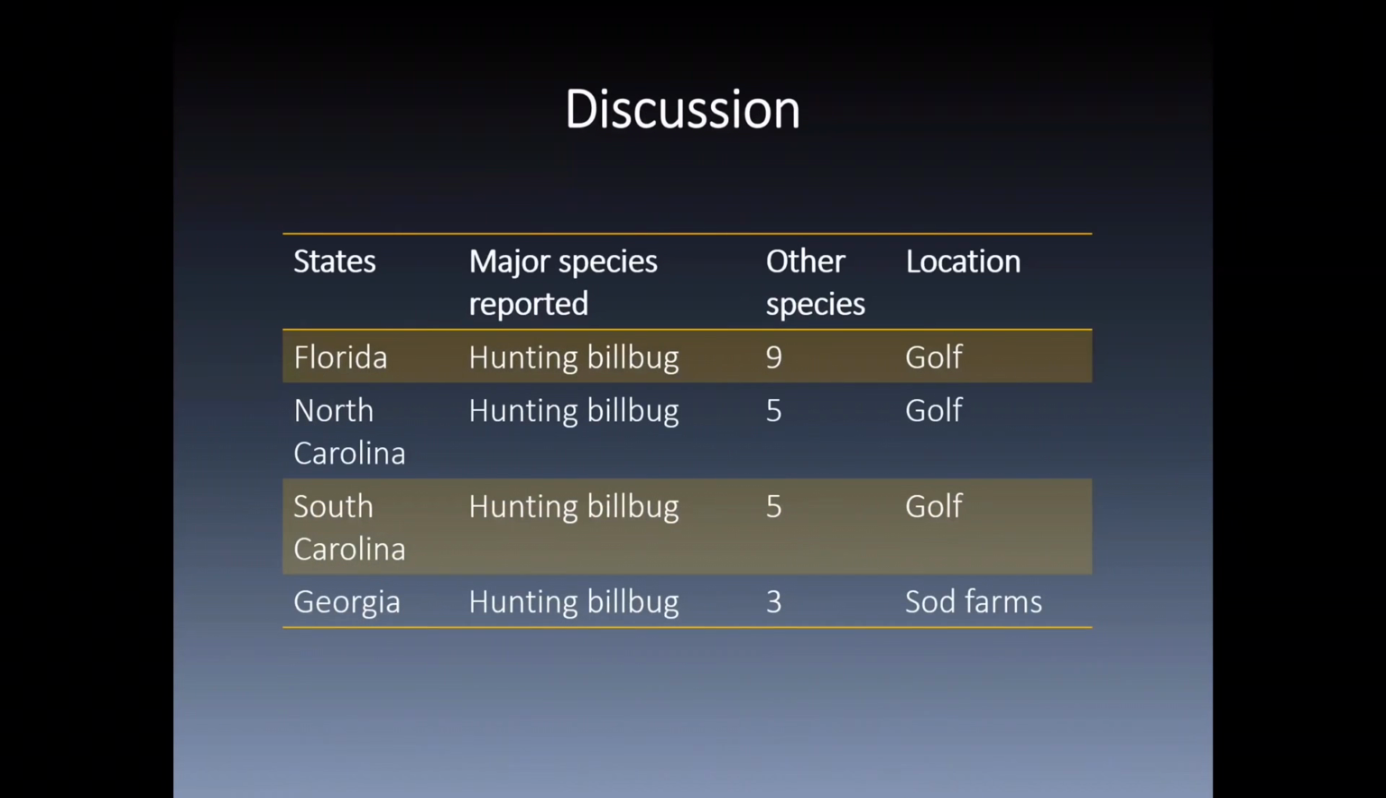When you compare this to surrounding states, Florida reported about 9 species, and we are seeing close to 4 species. Vegetable weevils were there, but not that many. So it's predominantly the hunting billbug, and the hunting billbug is captured all throughout the state. And again, number of generations: in our case, based on our data, it's maybe 3 generations. There's a lot of overlapping that we saw in our data.